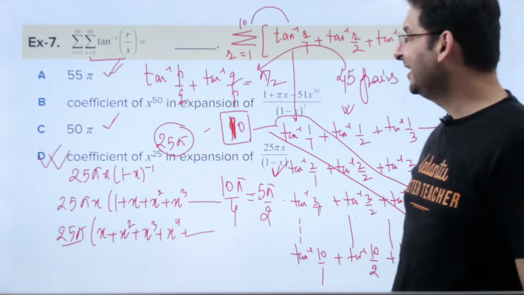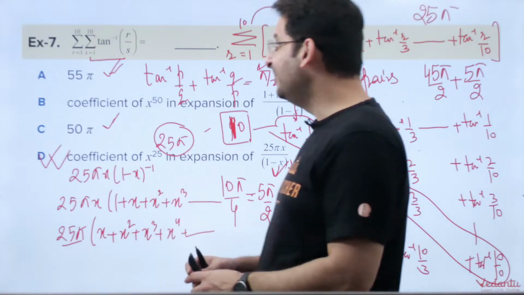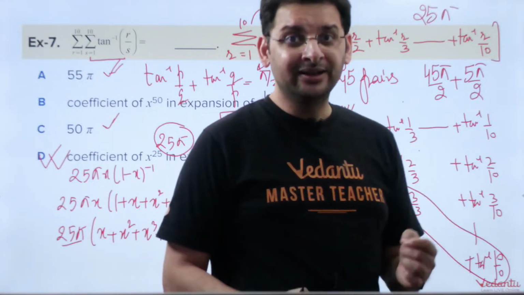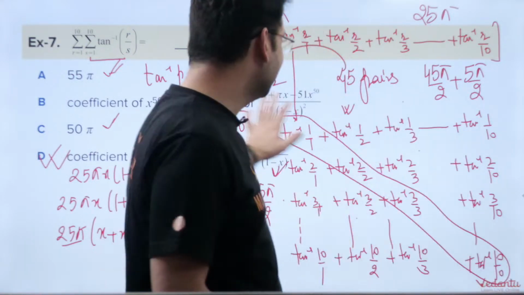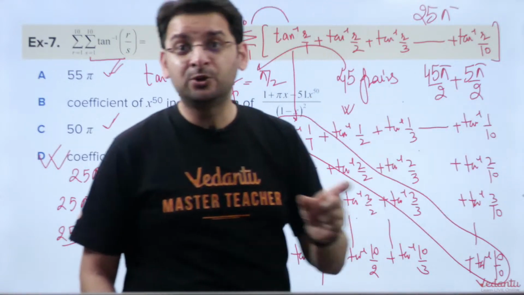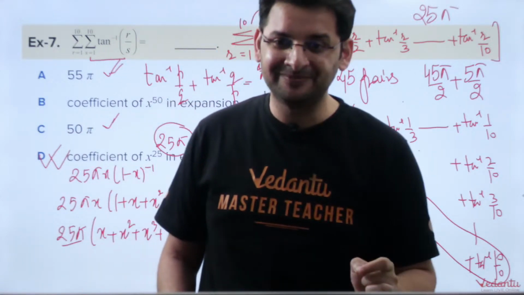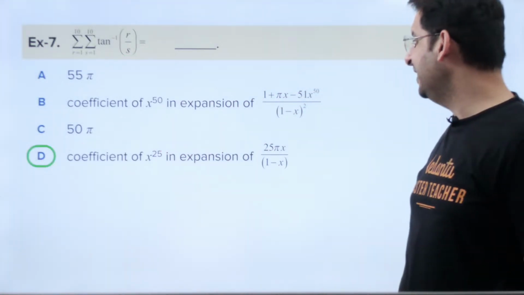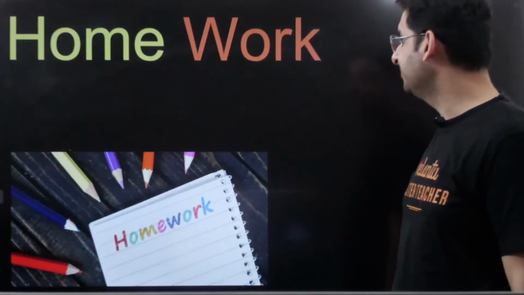Are you getting this? Right, so this was another amazing question on inverse trigonometry. What I taught you here is to apply symmetry, to distribute it in a good way so that you are able to take the help of symmetry and solve the answer. Got it? So 25 pi is the right answer. I hope this is clear.